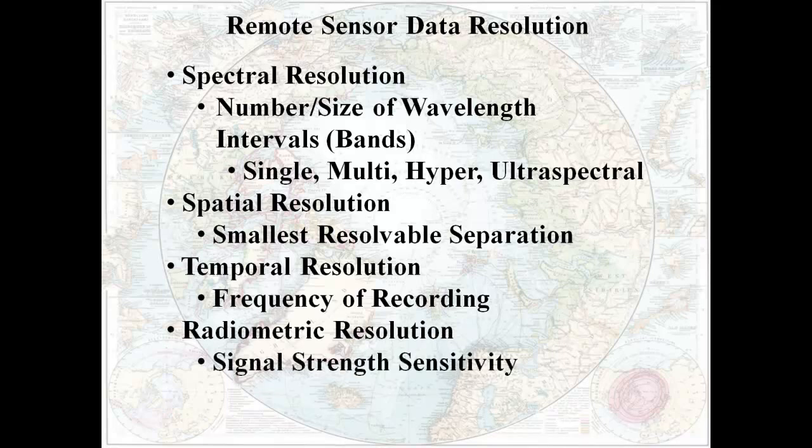Radiometric has to do with the number of distinctions in the data that we can record. So if we can record anything from 0 to 100 in intervals of 1, we can have 100 different pieces in that signal. If we can only go from 0 to 100 in intervals of 10, we're going to only be able to have 10 intervals in that data.